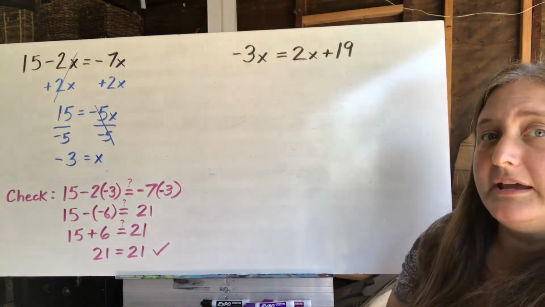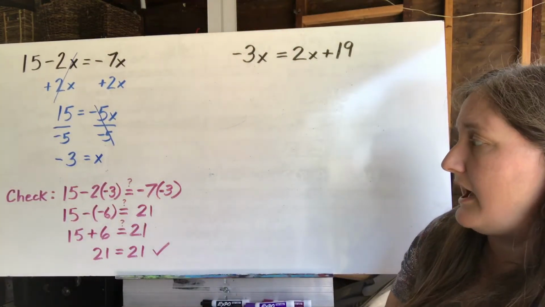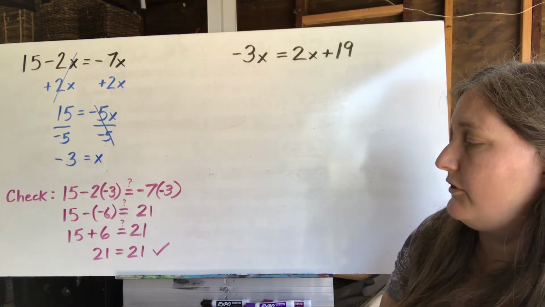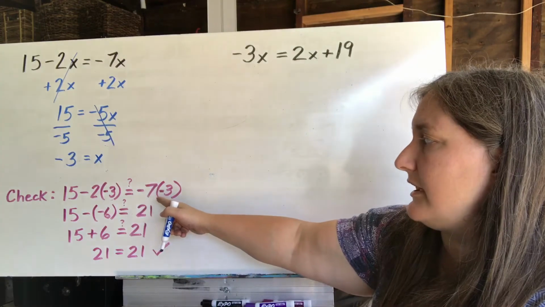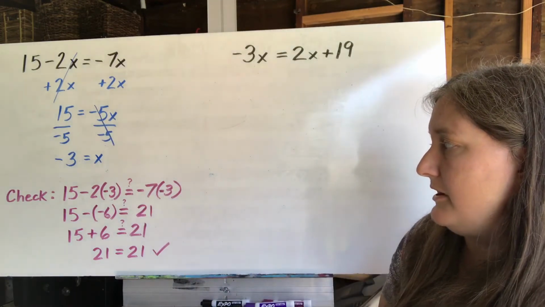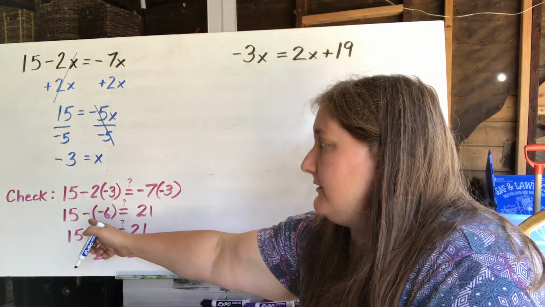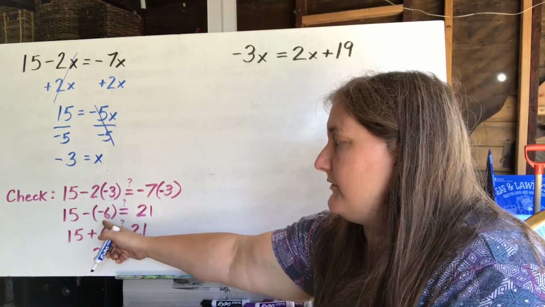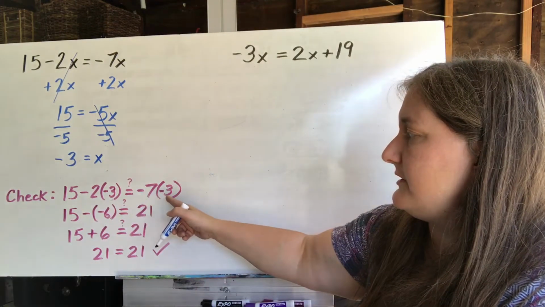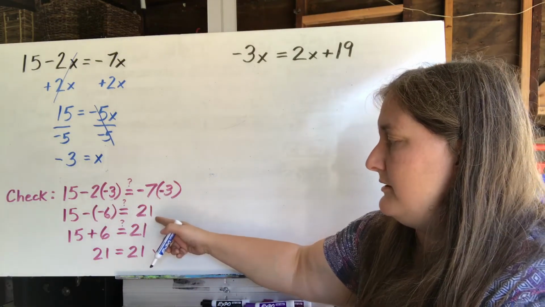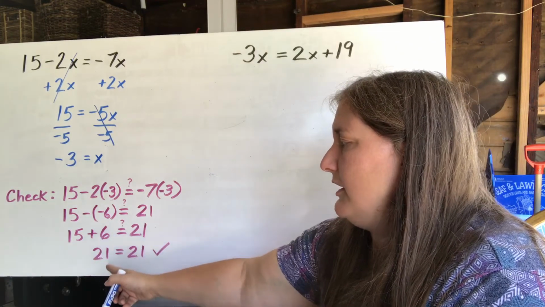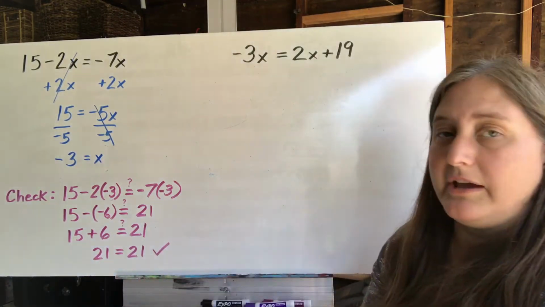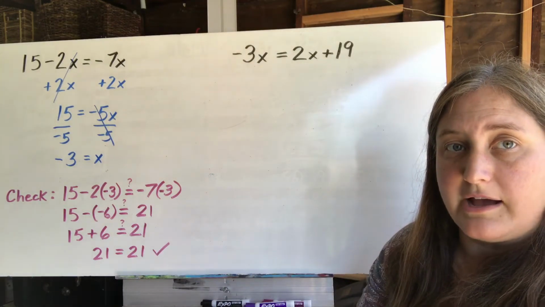So I'm going to plug in negative 3 for x to check this answer. So I'll have 15 minus 2 times negative 3 equals negative 7 times negative 3. Well, 15 minus 2 times negative 3 will be negative 6, and negative 7 times negative 3 will get me 21. I'll change this to addition, so it becomes 15 plus 6, which equals 21. Both sides are equal, so my answer checks out.